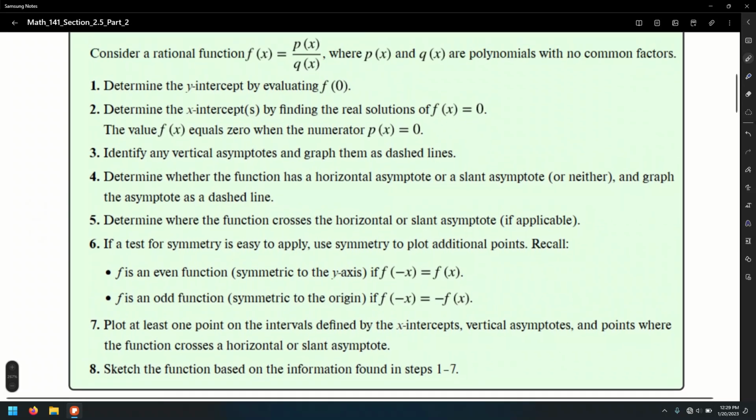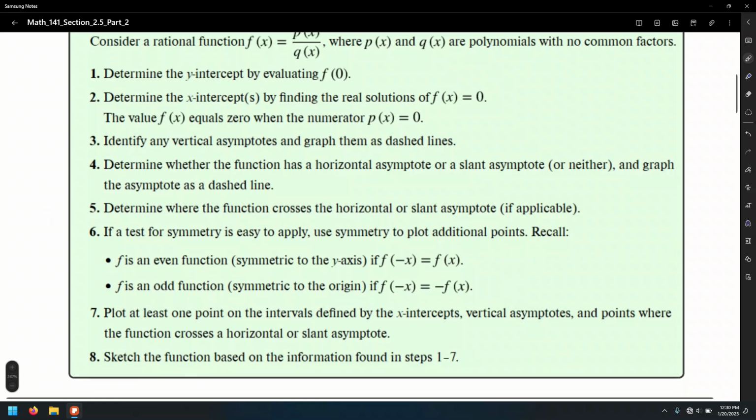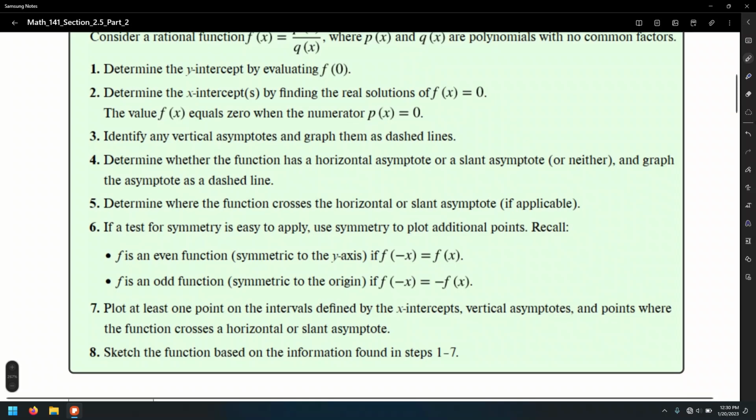So number one, we need some pieces of information to graph rational functions, such as the intercepts. That is the y-intercept, by setting x equal to 0 and finding y. The x-intercept, or intercepts, since there might be more than one, is found by setting the function equal to 0 and solving the equation. Step number 3, identify any vertical asymptotes and draw them as dashed lines. We already got some practice on that, and we're going to do more practice here.